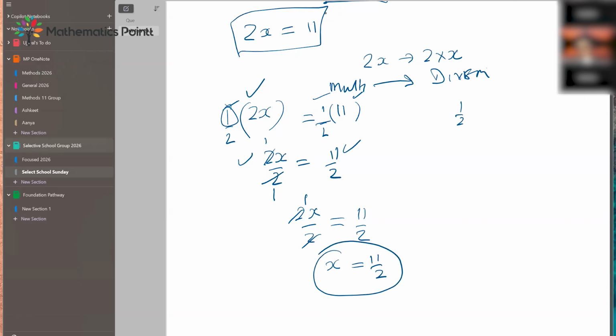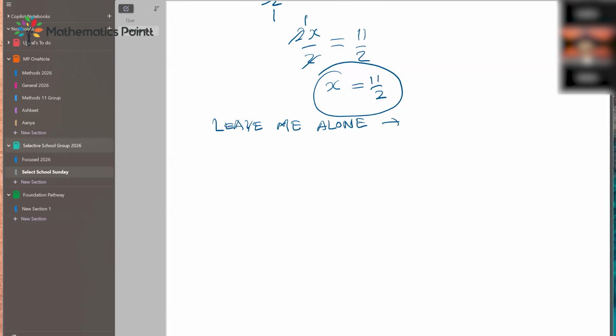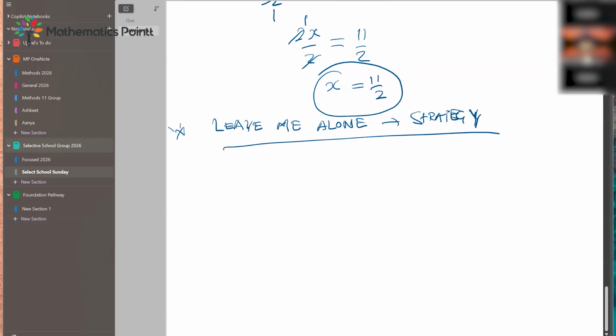So now I have left x all alone on the left-hand side. I call this my named strategy. When I use this phrase, leave x all alone on the left-hand side or on the right-hand side, I call it the leave me alone strategy. So dear x is saying leave me alone. The moment you leave x alone, x becomes the subject. That is what we are after.